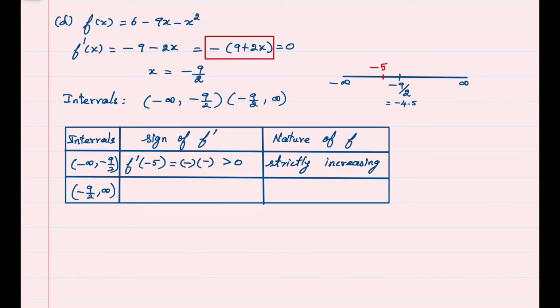Now, from the second interval, we will take 0 for checking. f dash of 0, minus sign is there outside. 9 plus 0 is positive. Product of a negative number and a positive number is less than 0. Therefore, f strictly decreases in this interval.